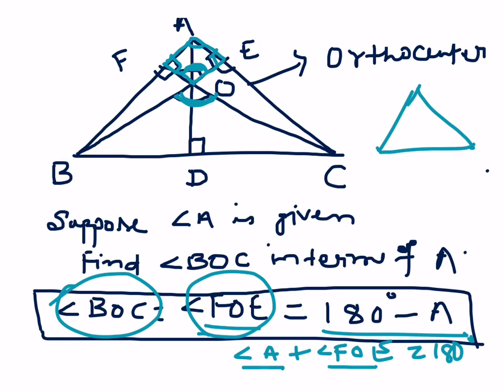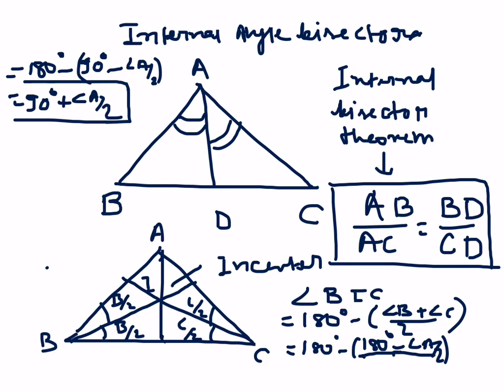So you have been given this angle. Suppose this is 60 degrees, and you have to find out, if O is the orthocenter, this angle. This will be 180 minus 60, which is 120 degrees. Very important, remember this. Third is internal angle bisector. So internal angle bisector is the line which bisects the angle.